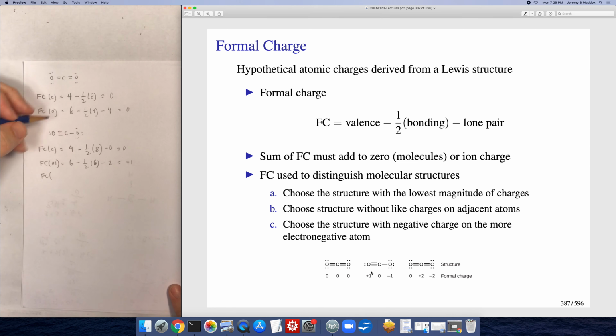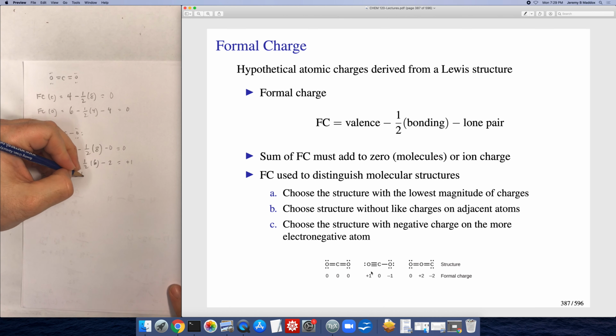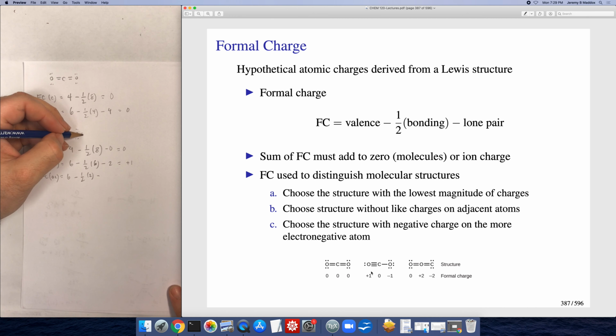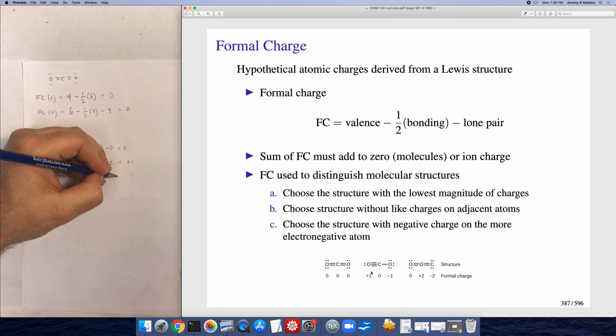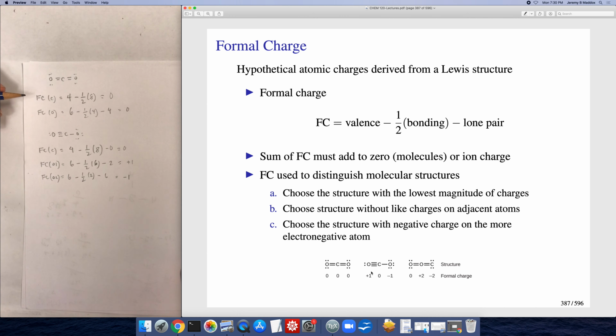And then for the other oxygen atom, we have 6 minus 1/2 times 2. There are 2 bonding electrons, and then there's 2, 4, 6 lone pair electrons. And so we're going to get a charge of -1 in this case. So in this case, we wind up with +1, 0, and a -1.